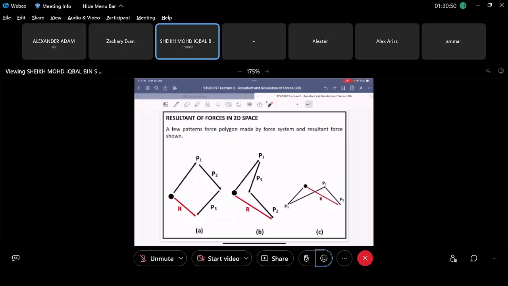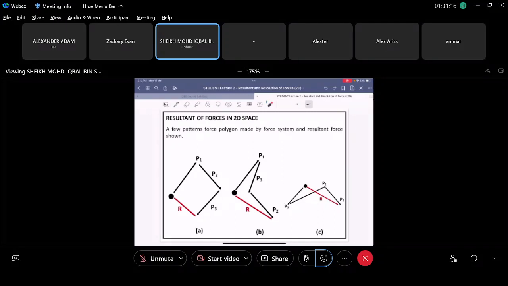Or you can rearrange it like this: P1 going here, P3 going here, P2 going here, and then you close the loop, with the resultant force from here to here. Or you can even rearrange it in a more complicated manner, which is not good actually, but can be done. Like this one, you go here, here, here, and then you close the loop. So R will be from here to here, right?